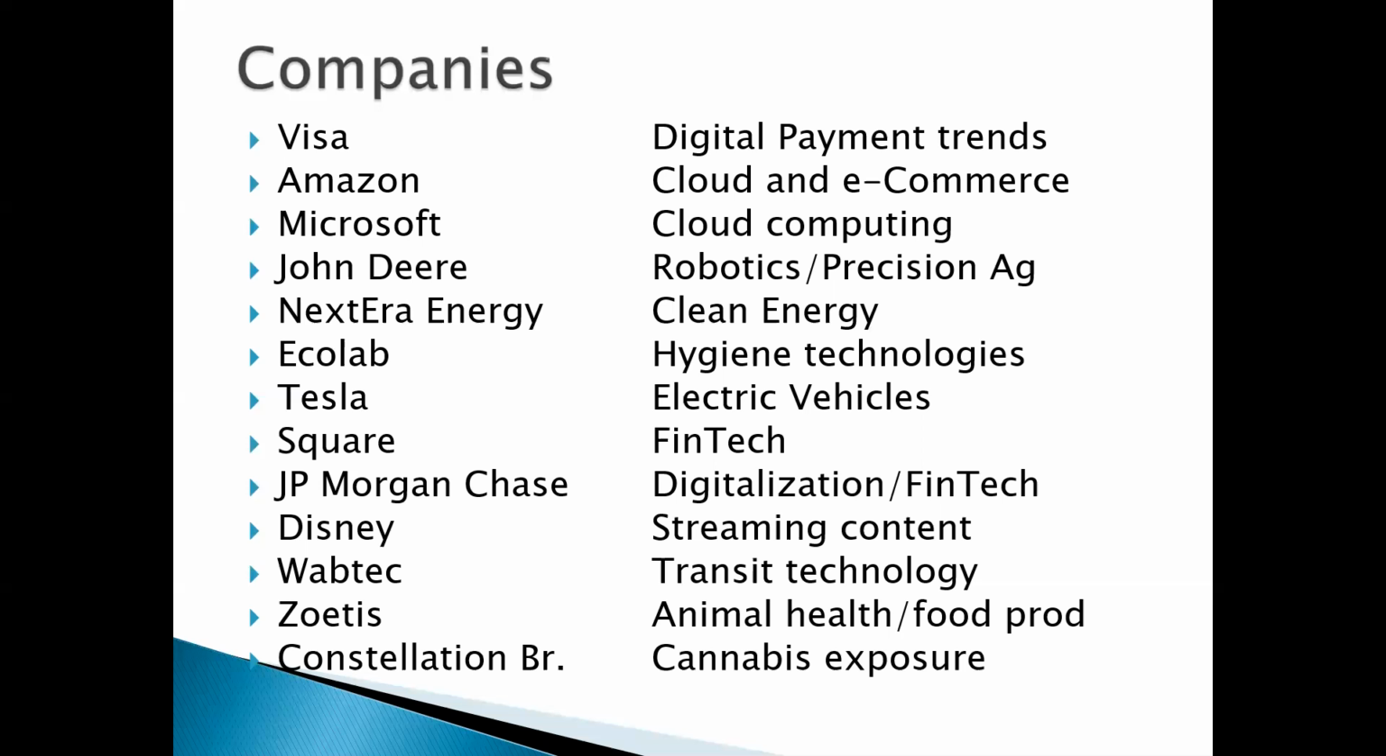Zoetis, there has been a trend towards more animal health, whether it's pet products or other, but Zoetis is a spin out from Pfizer some years ago that is focused just in the area of animal health. Constellation Brands, known for the spirits, but they have a lot of cannabis exposure as well. So again, there are other examples, but these are just large companies that may already be in a portfolio that are participating in megatrends.